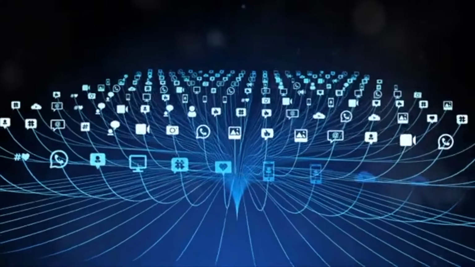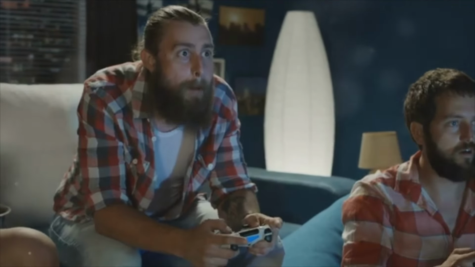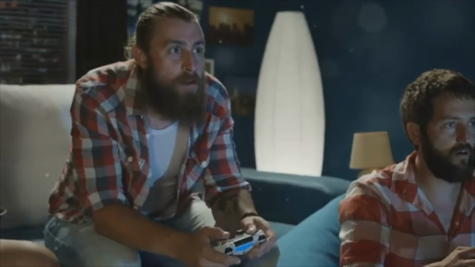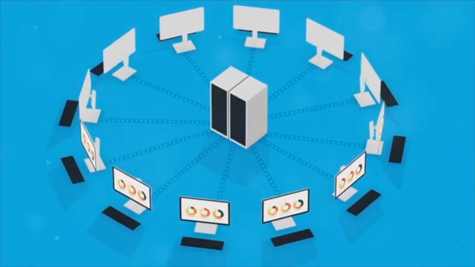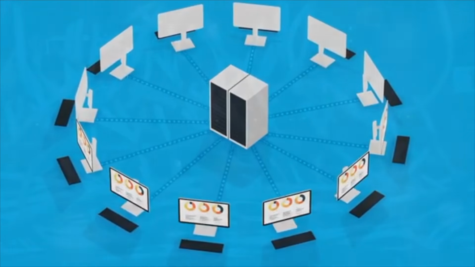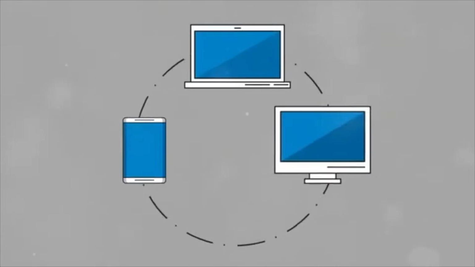Think of it like a giant phone system for computers. They can send messages, share files, and even play games together. It's pretty cool. And just like at a party, there are different groups of computers that like to hang out together. These are called networks. There are all sorts of networks out there, but the two most common ones are local area networks and wide area networks.